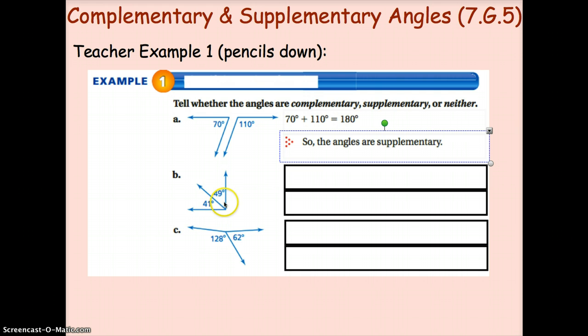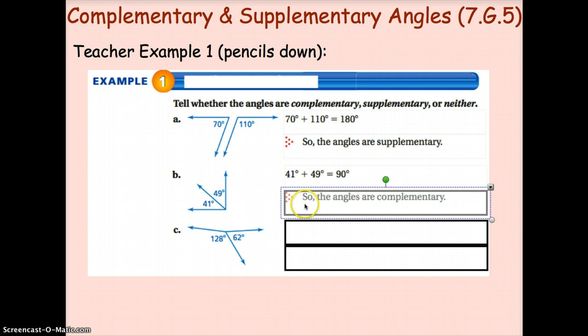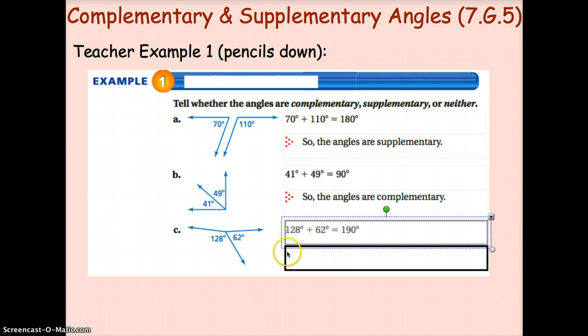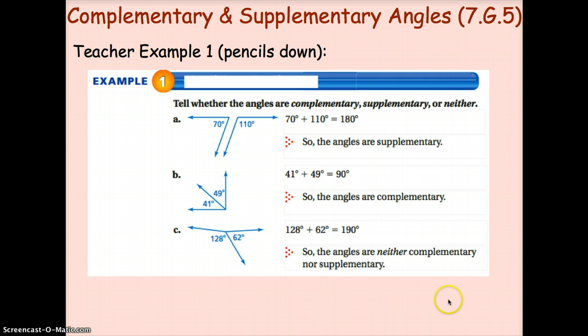Problem B, they look like they form a right angle, but we always want to check the numbers and make sure they actually do. Because if they're a degree or two off, they no longer work. So we go ahead and add 49 plus 41 and we get 90 degrees. So they are in fact complementary angles. Final problem, problem C, we've got 128 and 62 degrees. We add those together and we get 190 degrees. So although they are very close to supplementary angles, they are in fact neither complementary nor supplementary.